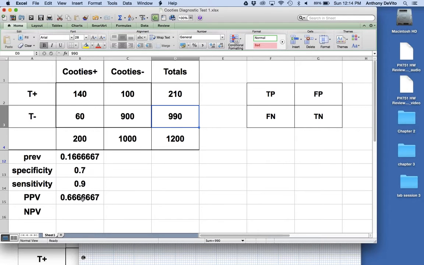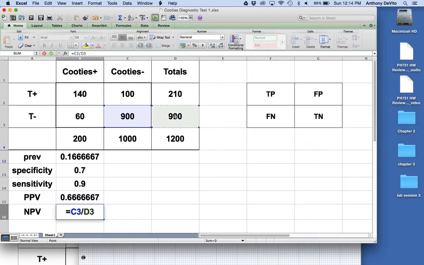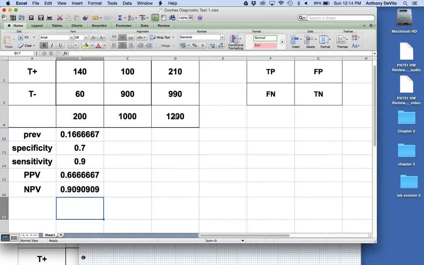Out of those 990 people, how good was it at predicting that they were negative? Well, in fact, it's equal to 900 people who actually were negative out of the 990 people the test said were negative. So its specificity is about 91. Negative predictive value, the value of a negative test, is right about 91% of the time.